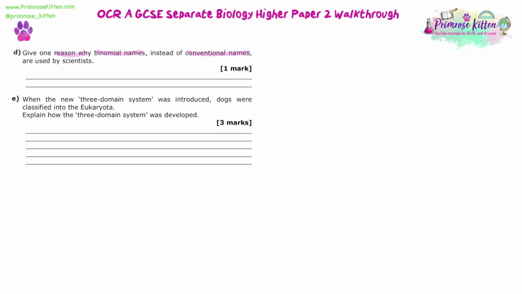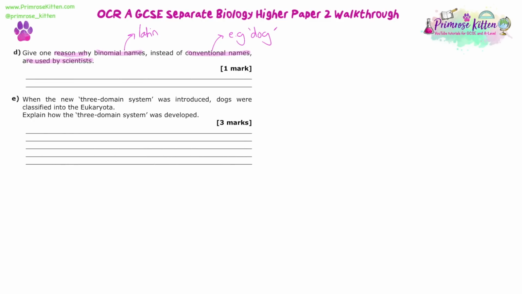Okay, part D. Give one reason why the binomial name is used instead of conventional names, and why they're used by scientists. Well, the binomial name is that Latin name that we just looked at from the classification, and then a conventional name would be kind of dog, for example. The first thing that I think about with this question is, if all of the scientists around the world didn't use this Latin name and we were using the conventional names, they would be different in every language. So think like dog, chien in French.